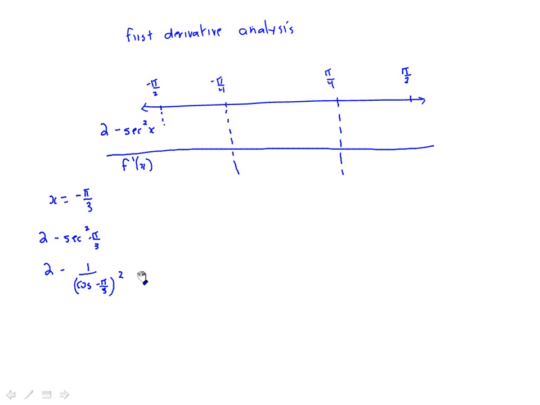Now, easy to do on your calculator. In fact, this time I'm going to do it. So I make sure I'm in my right mode, radians, and I just go 2 minus 1 divided by the cosine of negative pi divided by 3, close that bracket, squared. And I get negative 2.